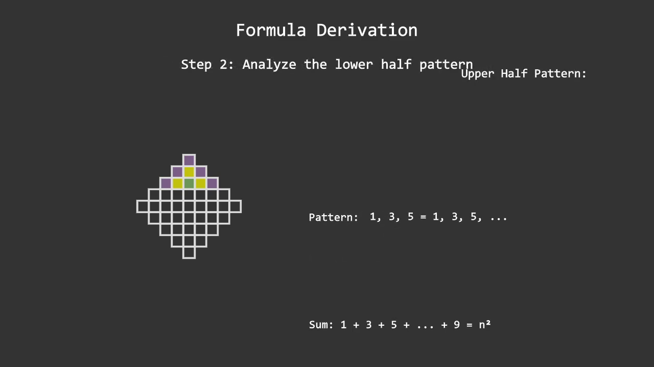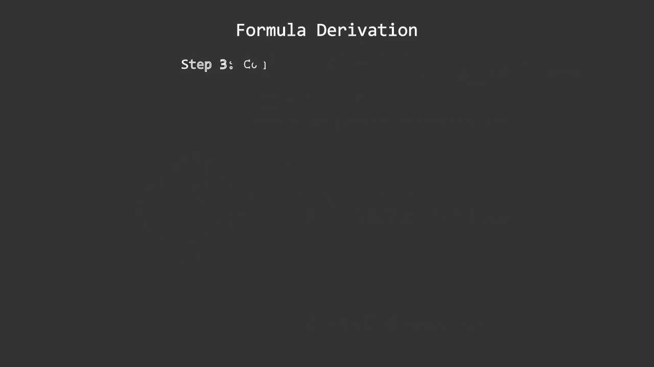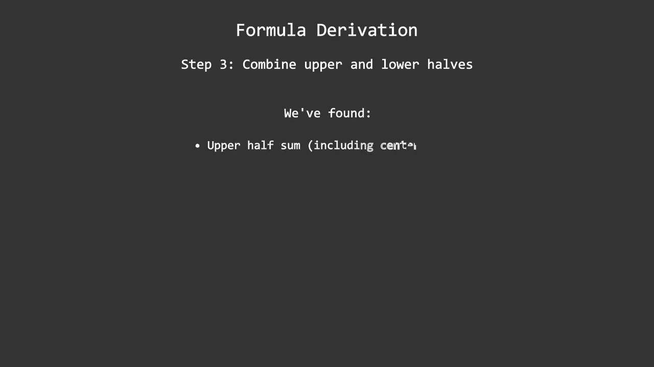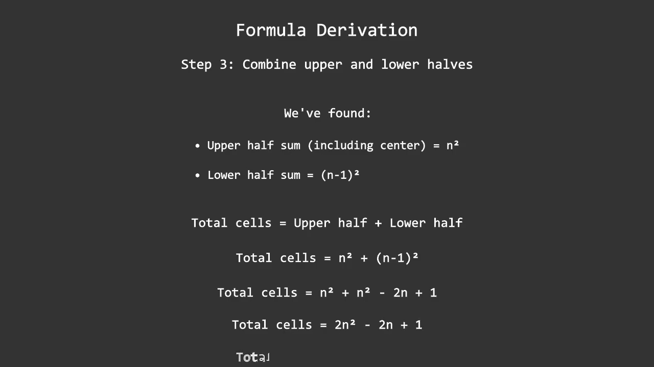That is for the upper half. Now for the lower half, the sum is the same pattern but one row fewer, because the lower half contains one row less compared to the upper half. So the final total will be nothing but the summation of the upper half and the lower half. The upper half will equal n square for the sum 1, 3, 5, 7, and the upper half also includes the center. That's why we have made the sum. So total cells will be upper half plus lower half, that is n square plus n minus 1 square. So when we write it down, this formula will be equal to 2n square minus 2n plus 1.